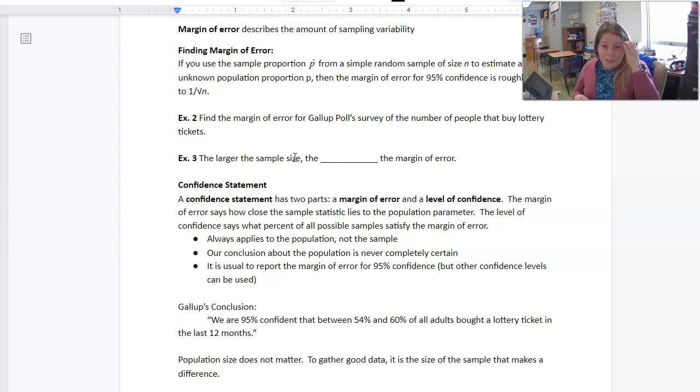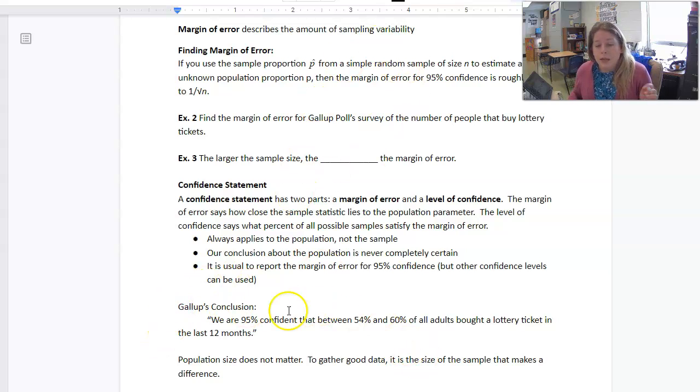Okay, and then we have a confidence statement. It has 2 parts. It has the margin of error and the level of confidence. This always applies to the population. It's never completely certain. We're never going to say with 100% confidence 57% of the population buys lottery tickets, because we're not doing a census. It's usual to report the margin of error as a 95% confidence, and that's what we will use every time, because we're going to use that 1 over root n formula, which only works for 95.